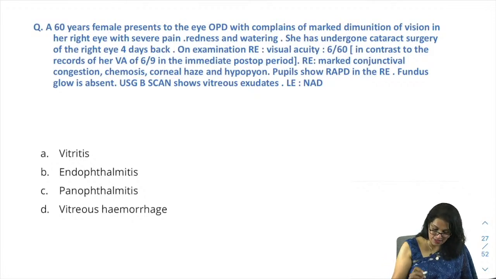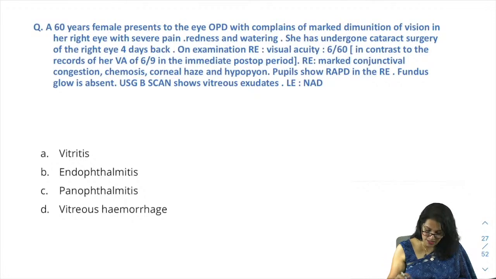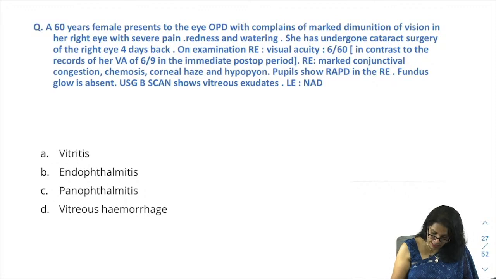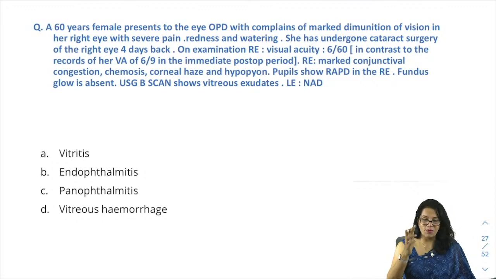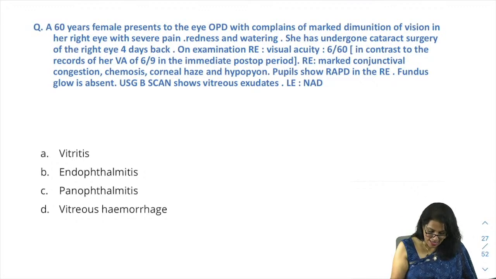Again, I'll start with the same method which I suggested to you. What is the last thing they are saying? Okay, I have not written it. It should be what is the diagnosis. So, what are the things I have to think about? Vitritis, endophthalmitis, panophthalmitis, vitreous hemorrhage. So, on that line, I am now going to read the question.